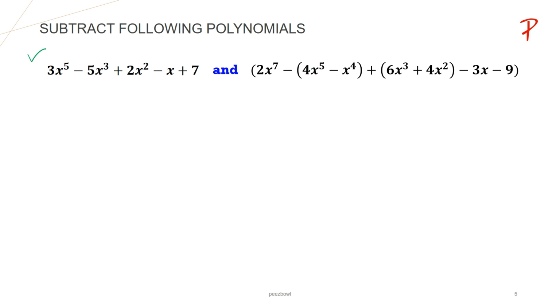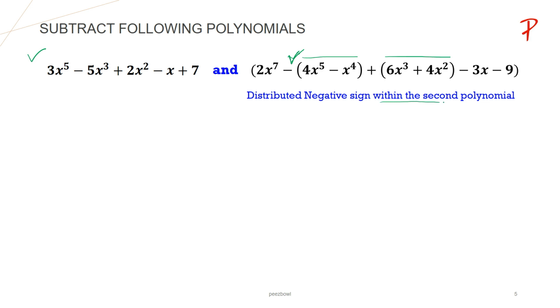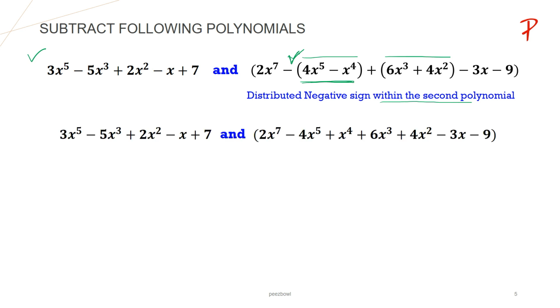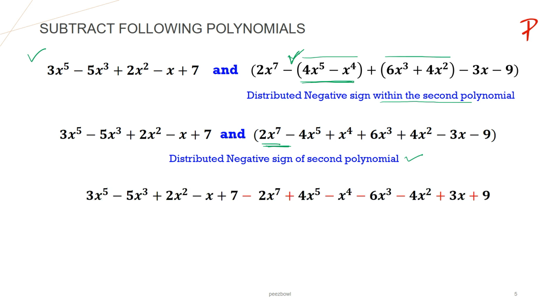First, what we did, we solved the inner brackets, right? And we distributed the negative sign, this particular negative sign. Yes, so we distributed the negative sign within this second polynomial. This bracket's negative sign we first distributed, and then we got this expression, 2x to the power 7 minus 4x to the power 5 plus x4 after distributing the negative sign, right? After that, what we did, we distributed the second polynomial's negative sign, right?